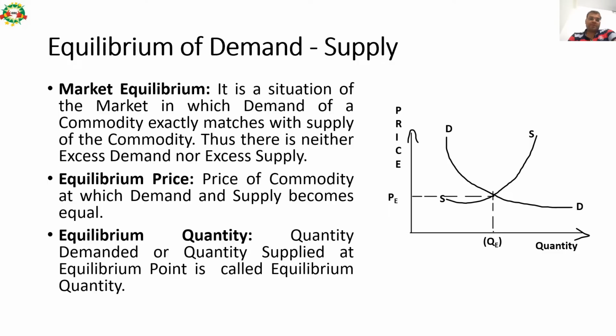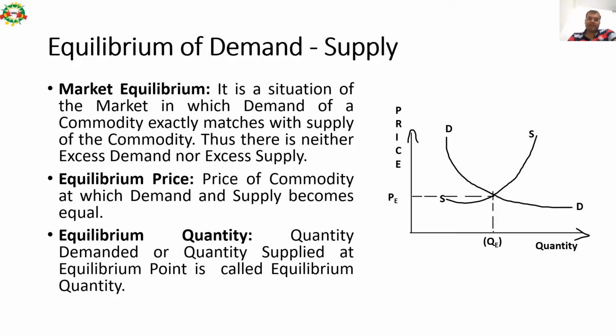So let us first discuss equilibrium of demand and supply. The law of demand and law of supply we have already discussed in session number 1. Market equilibrium is a situation of the market in which demand for a commodity exactly matches the supply of the commodity. So this is the demand curve and this is the supply curve. Thus there is neither excess demand nor excess supply. This is the point where the supply curve and demand curve intersect each other, and that means demand and supply are both equal.